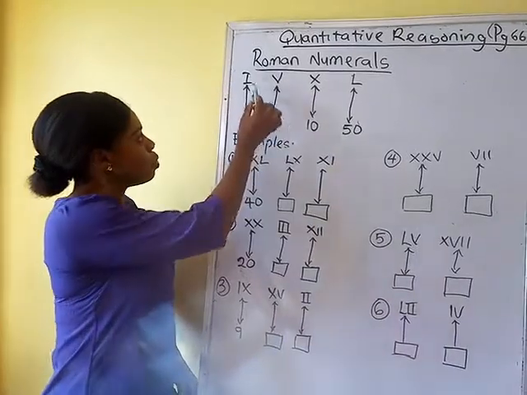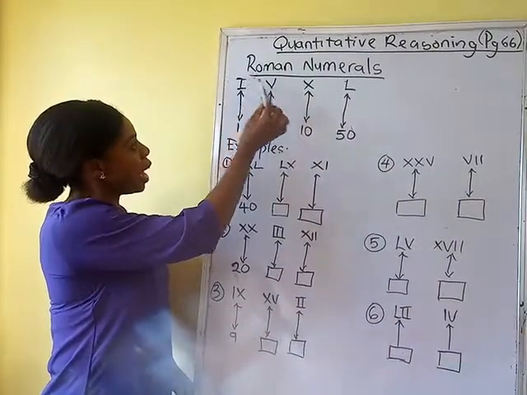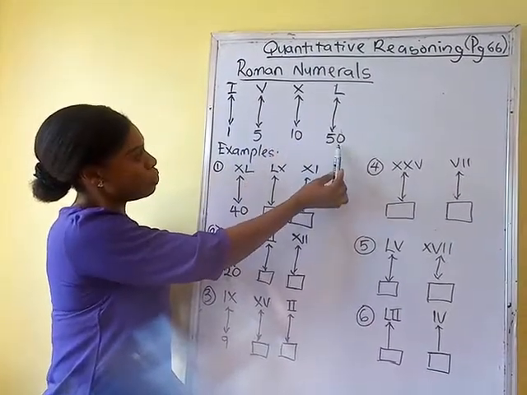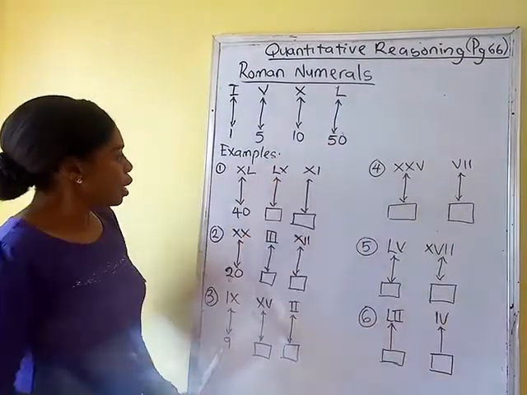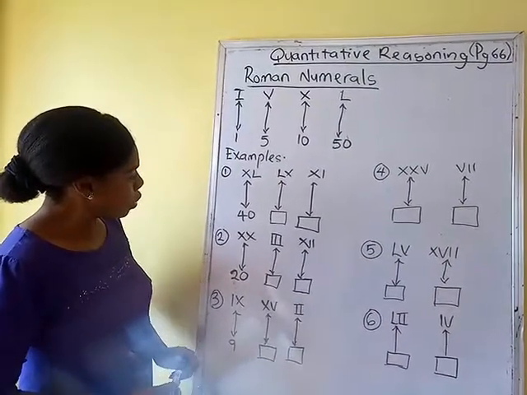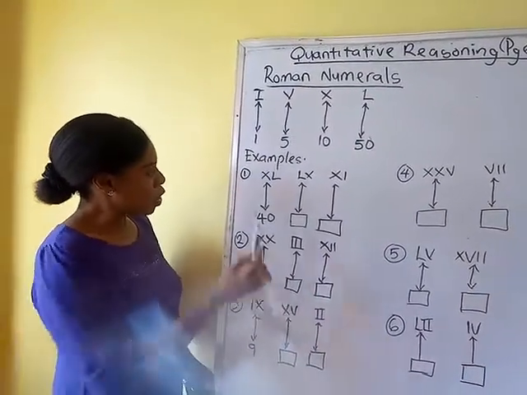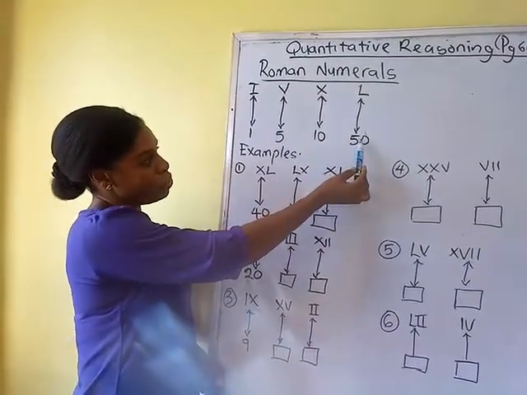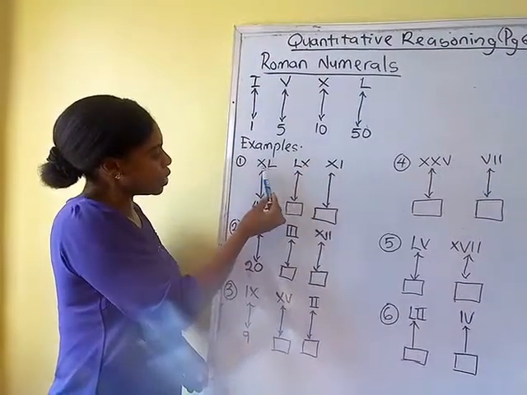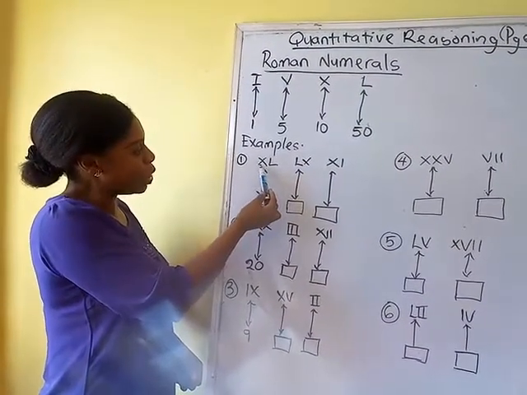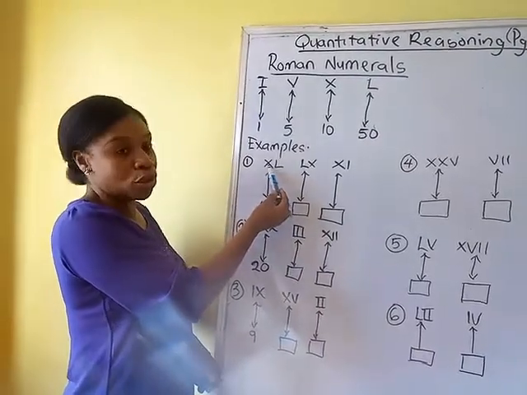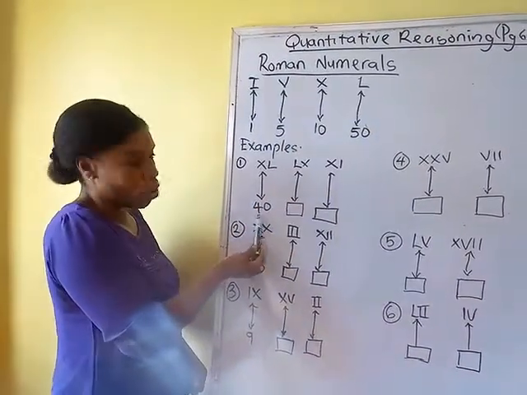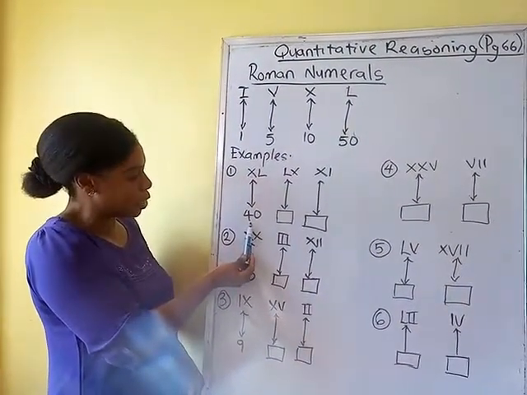In this, we have 1 representing I, 5 representing V, 10 representing X, and 50 representing L. We have some examples to solve. The first example is, we are to identify what XL is. Remember, we are given 50 to be L, and if XL is given to you, and the smaller number is on the left-hand side, you are going to subtract. It means you are going to say 50 minus 10, which will give us 40. That's how we have 40 represented here.